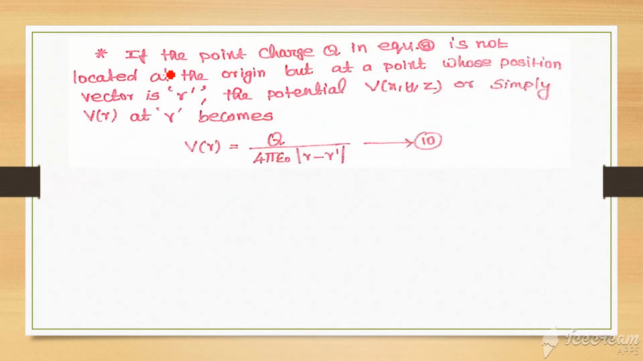Suppose, instead of reference infinity, we need to consider some other point. That is taken as R dash.